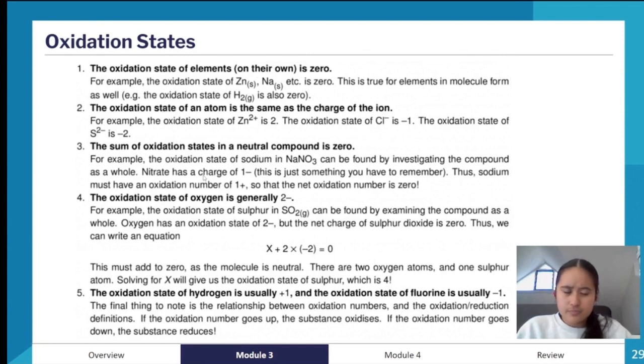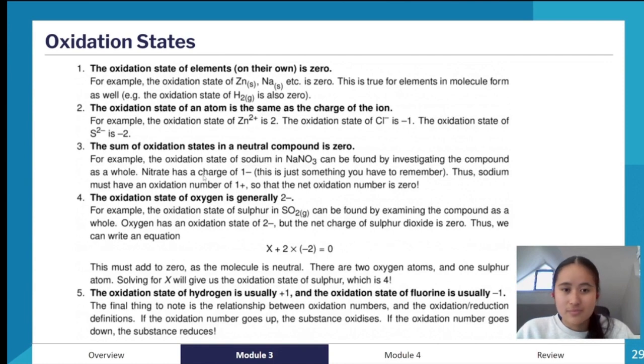So that's pretty self-explanatory. I just think of oxidation states as the exact same as the charges, basically. That's the easiest way to remember it. If it's ever different, they'll let you know. But another thing is that the sum of oxidation states in a neutral compound is always 0.